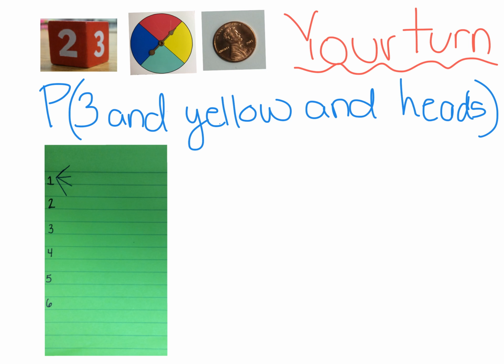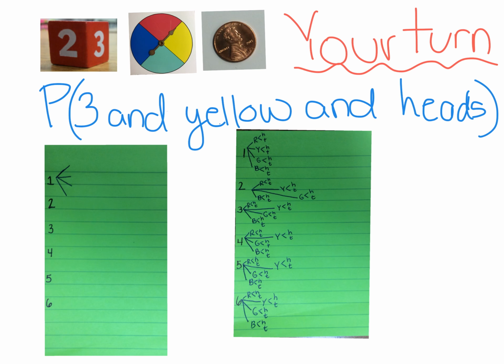Okay, not sure where to start? I started with the dice, or the number cube, and I wrote down the outcomes you could get. A 1, a 2, 3, 4, 5, or 6. And then I'm going to the spinner. How many outcomes are there? There's 4. So my 1 has 4 branches coming off. What's going to go with those 4 branches? See if you can figure it out.